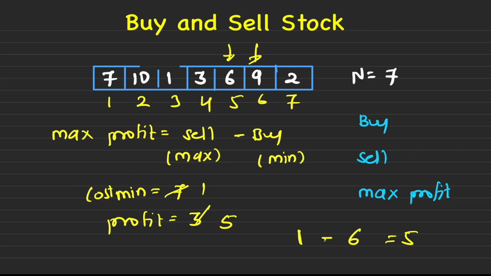Now again I will move ahead, but before I move ahead I will update my minimum cost. It will remain 1 itself. Now I am buying at rupees 1 and I am selling at rupees 9, so maximum profit I would get is 8, which is indeed greater than this. Therefore I will simply update it.